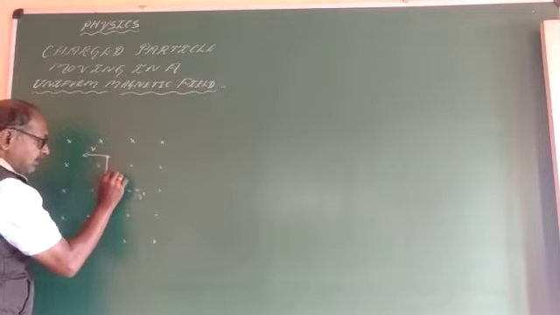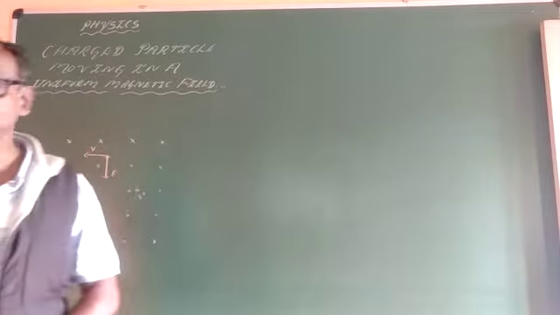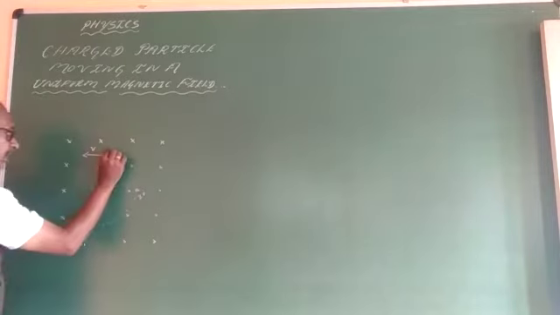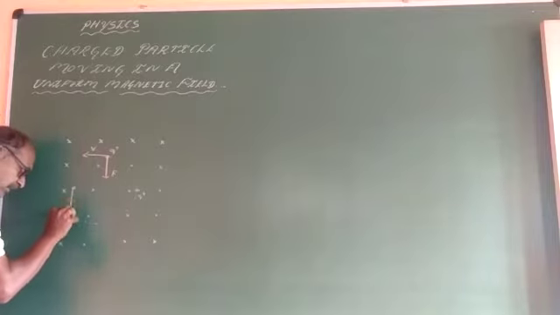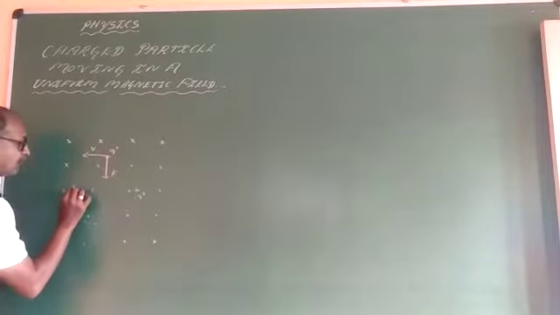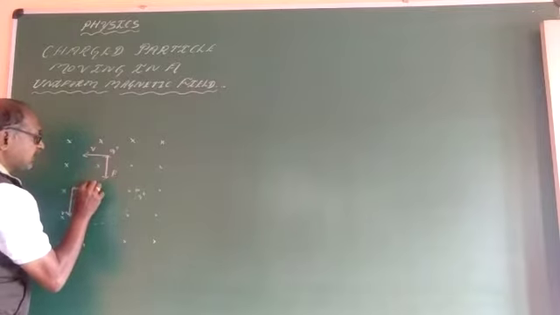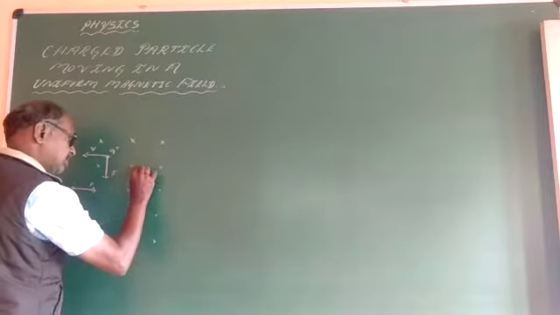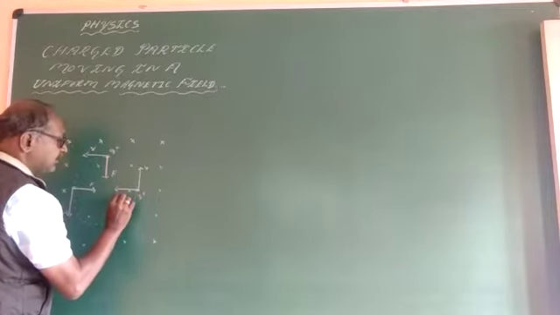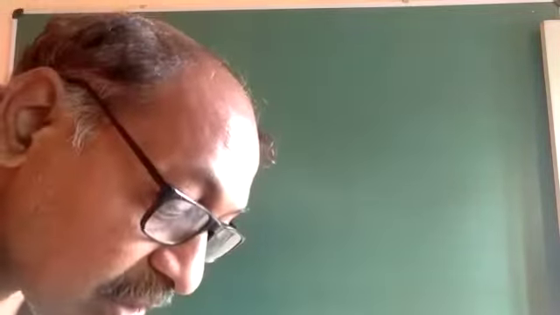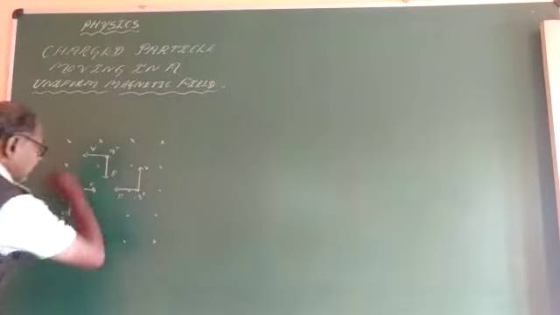In the same manner, when the charged particle Q comes here, the velocity is represented like this, and the force is acting towards the center. When the charged particle is here, it starts moving in this direction with velocity V, and the force acting towards the center is F. So it starts rotating in this way.